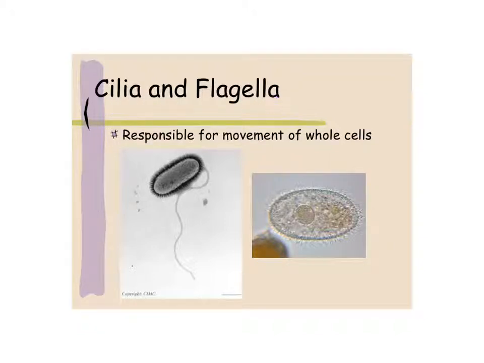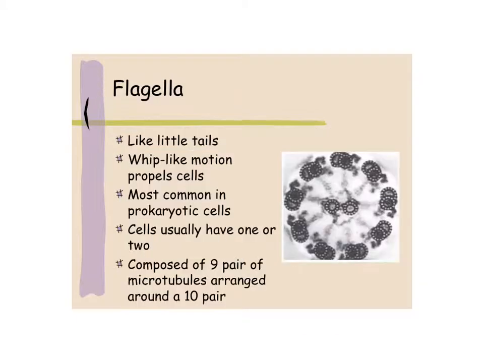So we're going to diverge a little bit and talk about cilia and flagella. They are responsible for the movement of whole cells. So we're not talking about movement of things inside the cell, but the whole cell moving around. This long tail here is a flagella, and these little hairs that are all around this cell are cilia. So flagella are these whip-like tails. They propel a cell by whipping back and forth, kind of in a circular motion. They're most common in prokaryotic cells, although you do see flagella on, for instance, sperm cells and some plants.